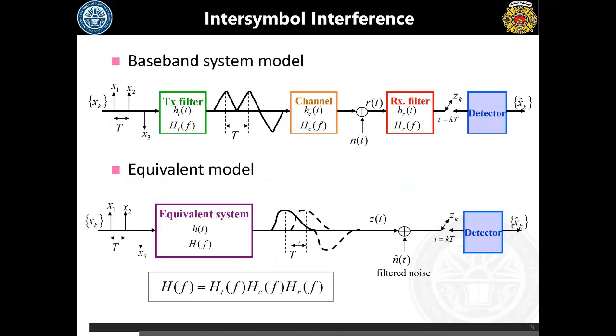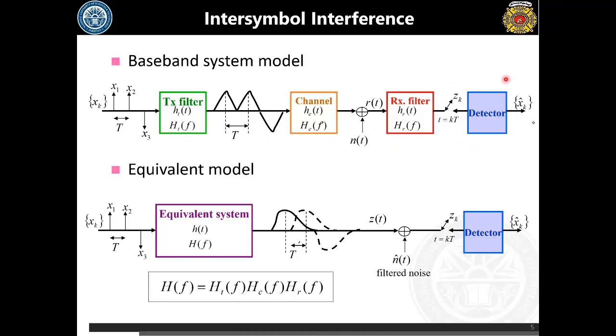If we see the overall baseband system model from end to end, let's say we are going to transmit, as an example, 3 symbols which are x1, x2 and x3. x1 and x2 are on the positive side, and x3 is on the negative side. This is the symbol duration, which is capital T. From the transmitted xk to xk hat, which is the output of the detection.